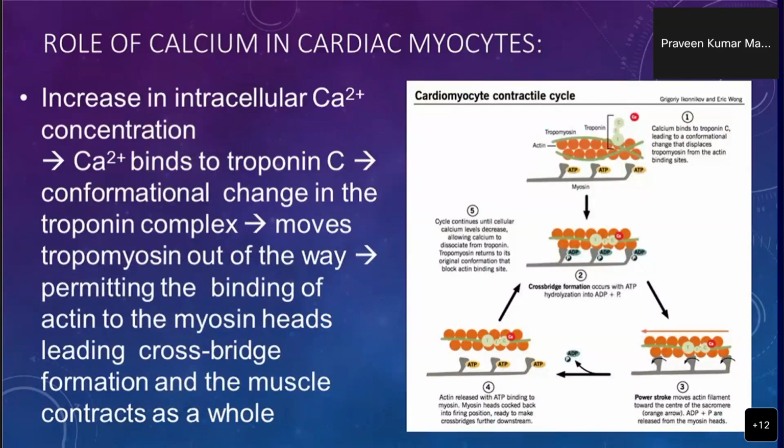The main role of calcium in the action of cardiac myocytes is the increase in intracellular calcium concentration. The calcium binds to troponin, and there is a conformational change in the troponin complex. This moves the tropomyosin out of the way, leading to the binding of actin to the myosin heads. They form a cross bridge, and the muscle contracts as a whole.